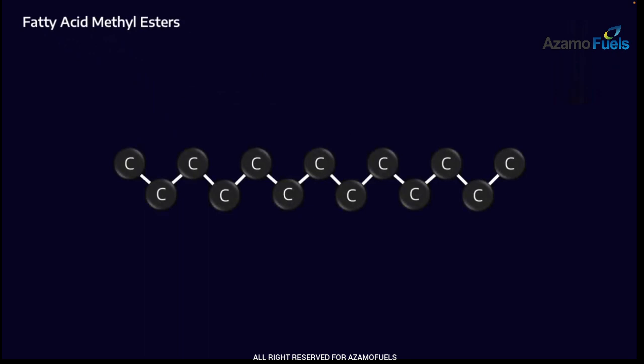Now, sometimes you'll hear it called FAME, which stands for fatty acid methyl ester. Right, that's effectively what biodiesel is. So what exactly is that? All right, so let's take the different components of the name and break it down. Let's say I have a straight carbon chain. Now, of course, each of these carbons has a couple of adjoining hydrogens on it. I don't show those for simplicity's sake. So let's just say that we have a straight hydrocarbon chain.